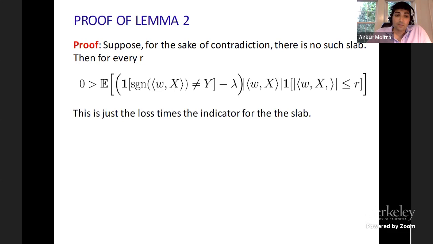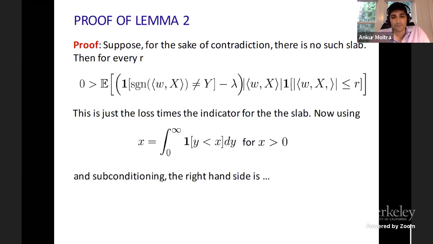And so for the sake of contradiction, if there's no slab where the loss is large, then for every R, this expectation is strictly negative, okay? And this is just the loss times the indicator function of the slab. Nothing much is going on here. Now we're just going to use a really simple identity. For any x that's positive, that's the same thing as integrating the indicator function of whether y is less than x, from y from 0 to infinity. That's a pretty simple integral identity.